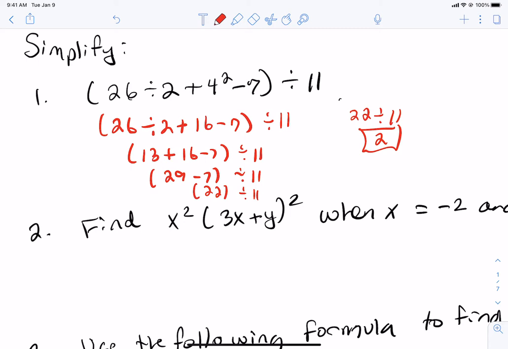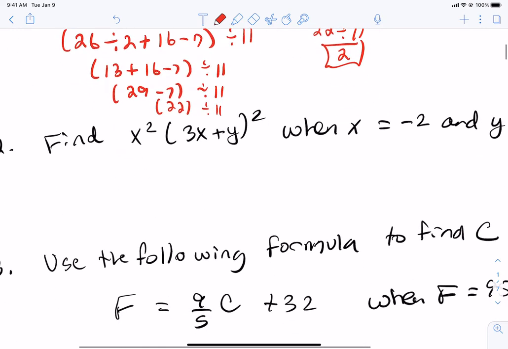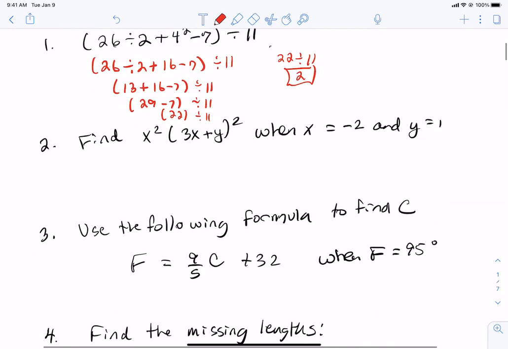Any questions about our first problem? Okay, let's move on. Now, number 2 technically is a please excuse my dear Aunt Sally problem, but you do have to use some rules of expressions and plugging in some values. So it says we want to find the value of that expression when x is negative 2 and y is 1. So every place you see x, we're going to put a parenthesis, we're going to pop in negative 2, and every place we see y, we're going to pop in a 1.